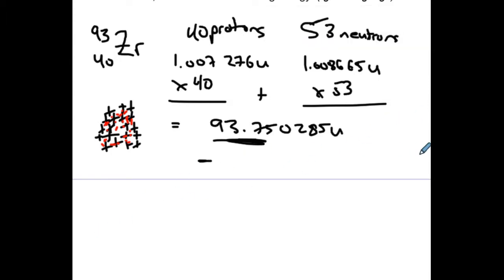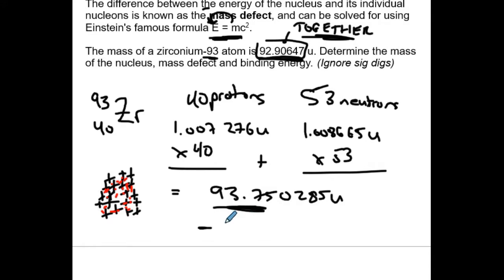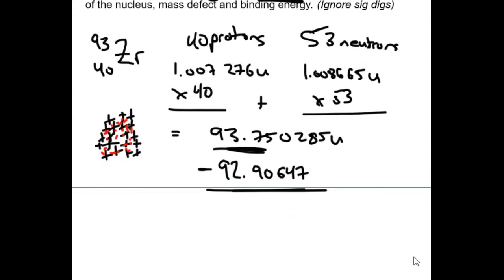So I'm going to take 93.75 and I'm going to subtract what it weighed when we had pure zirconium 93. We knew this is how much it weighed. When we subtract those two numbers, 52.90647, we get what's known as the mass defect, which is 0.843815 atomic mass units. That's how much missing mass there is.